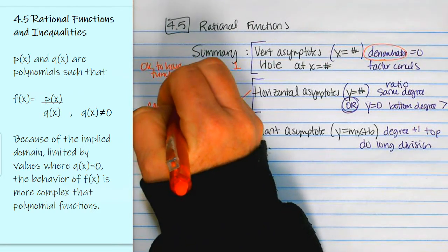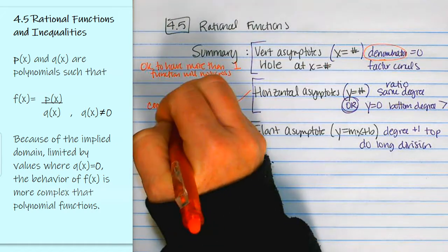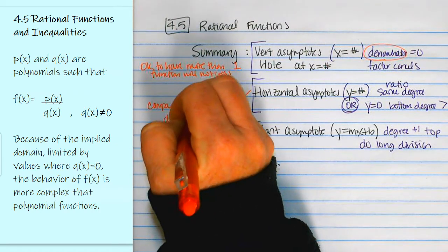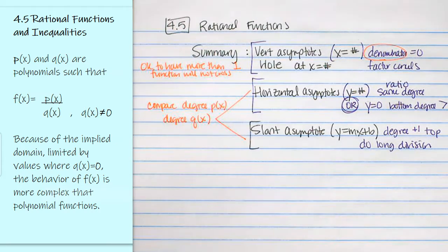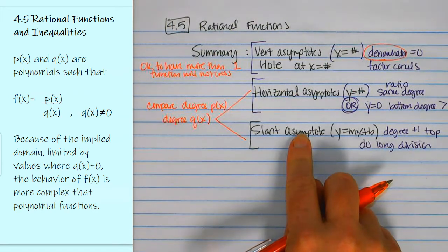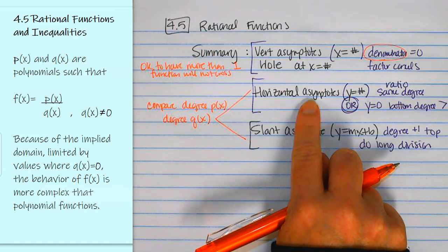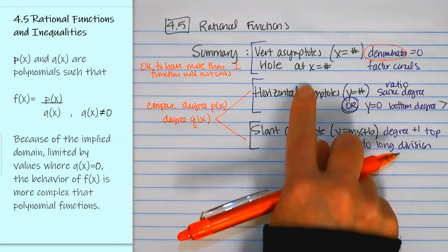Compare the degree of p of x, which we call the top, and the degree of q of x, which we call the denominator. Compare them. You can only have one or the other. You can't have both. In some cases, you can have two different horizontal asymptotes, but that's unusual. So you can have vertical asymptotes with either one of these.